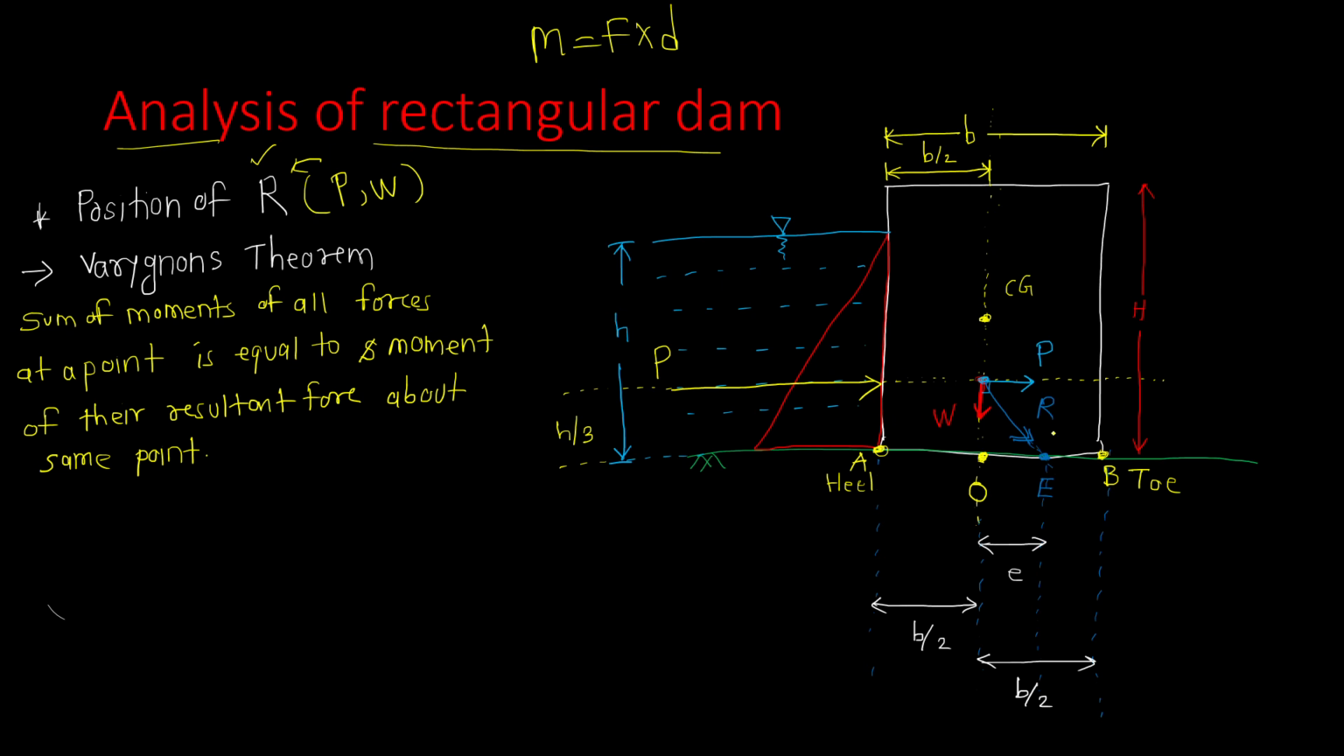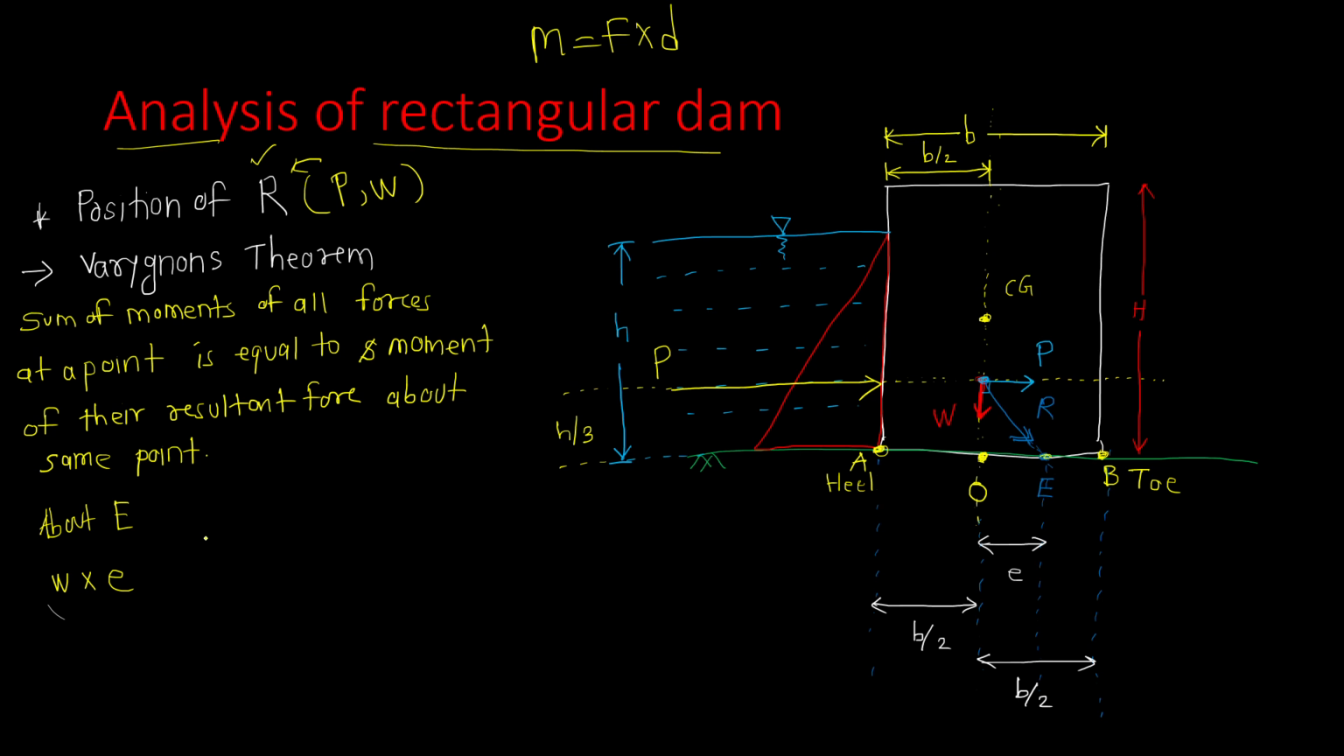Now just pay attention here properly. Let's take point E, that is about point E. We'll calculate all the moments about point E. So according to Varignon's theorem, the moment of force W about point E, and the moment of force P about point E, is equal to the moment of force R about point E. Now we will be taking one by one moments. What is the moment of W about point E?